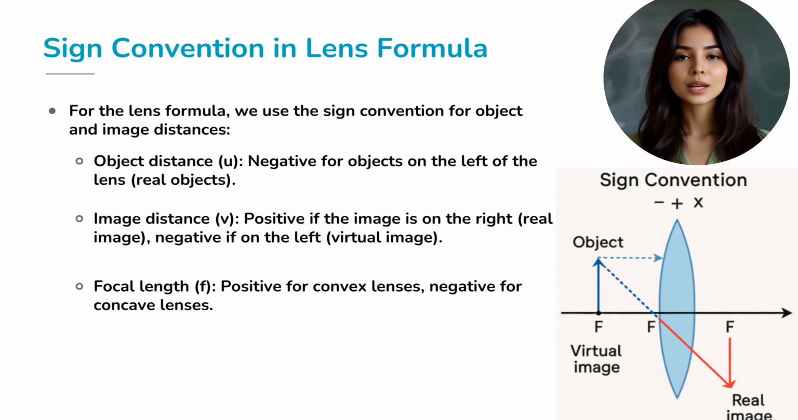So, the next time you work with the lens formula, 1 divided by f equals 1 divided by v minus 1 divided by u, remember that every plus or minus sign tells you a story about where the image is and what kind of lens you're using. Without this rulebook, our formula wouldn't make sense at all.